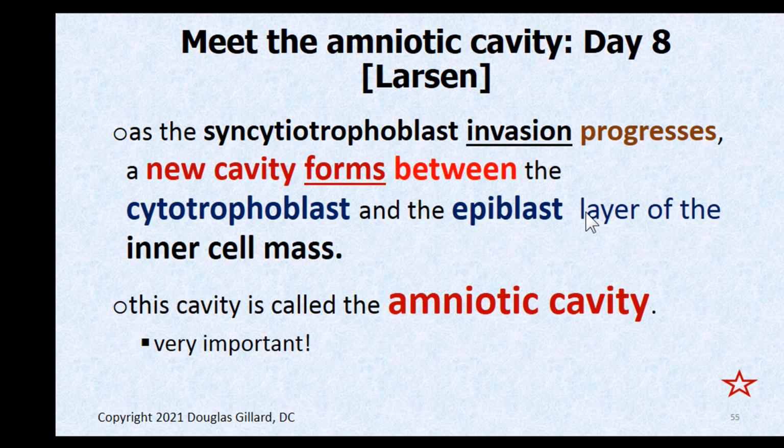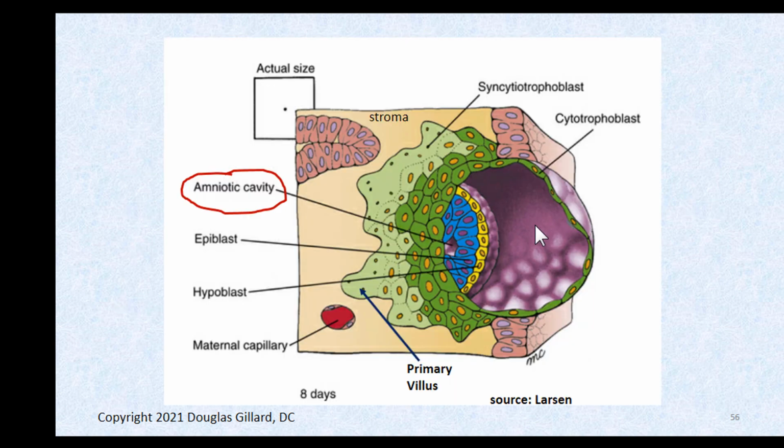All right, another new structure has formed. About day 8, the amniotic cavity forms. So we'll take a look at that. By day 8, the syncytiotrophoblast invasion has progressed quite a bit. And a new cavity forms between the cytotrophoblast and the epiblast cells. So let's take a look at that. It's kind of toward the North Pole. And which way is north? What pole is this right here? South Pole, or the embryonic pole.